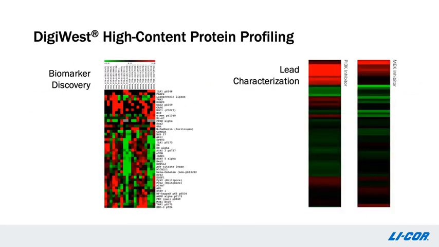DigiWest high-content protein profiling can be used for both biomarker discovery and lead characterization. In the study on the left, DigiWest was used for analysis of mechanisms and biomarkers of platinum resistance in ovarian cancer patients. Protein signatures distinguished platinum-resistant versus sensitive patients and revealed promising biomarker candidates. In the study on the right, DigiWest was used to perform a mode of action study of compounds in comparison to a reference therapeutic.